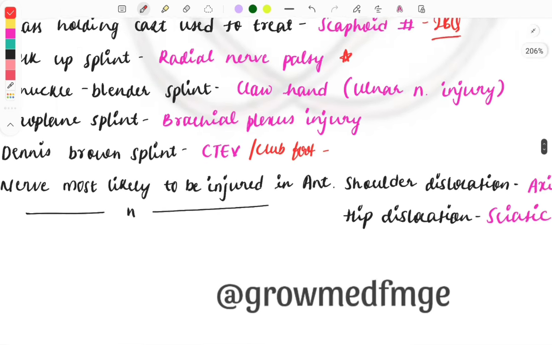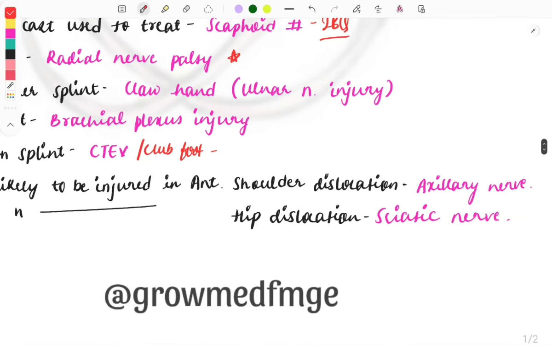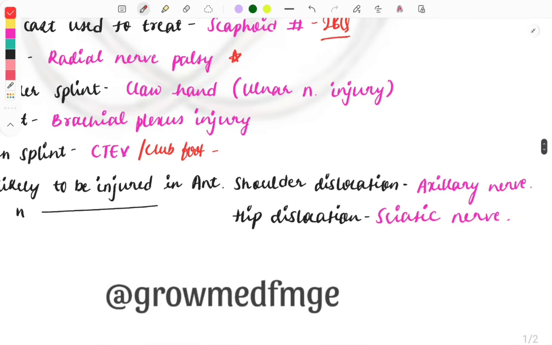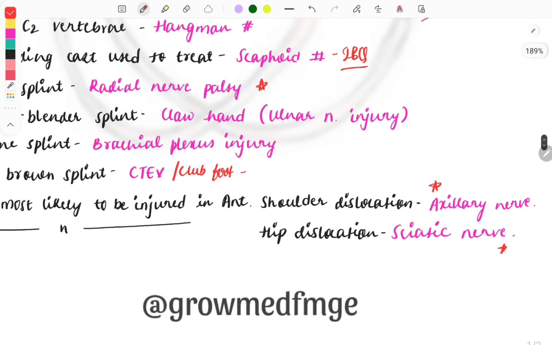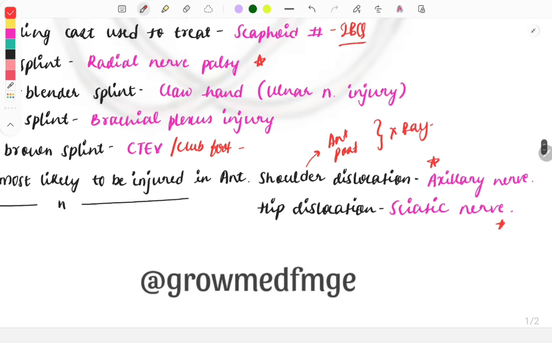Then most likely nerve to be injured in case of anterior shoulder dislocation, it is the axillary nerve, and hip dislocation, it is the sciatic nerve. Okay, so the dislocations, the hip, the elbow and the shoulder dislocations, all these are important, and these are also classified into various categories like the anterior and the posterior, and x-rays can be given. So they can give the x-ray and they will ask which kind of shoulder dislocation it is, whether it is anterior, it is posterior, and hip also same, they can ask anterior or posterior.